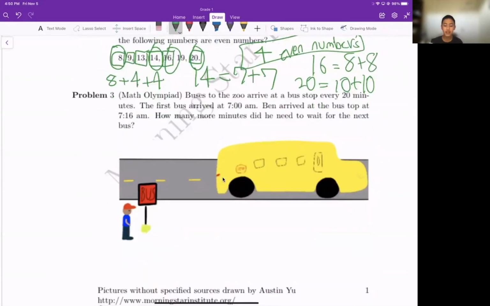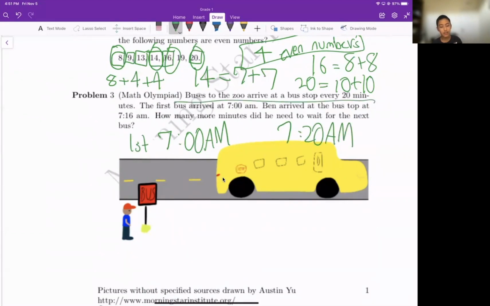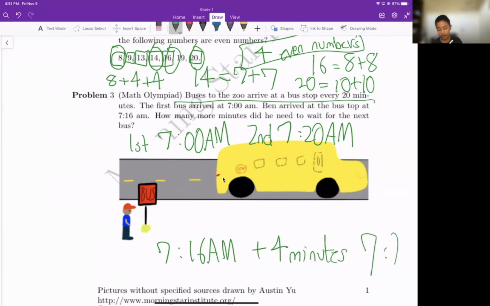For problem 3, it says buses to the zoo arrive at a bus stop every 20 minutes. The first bus arrived at 7 a.m. Ben arrived at the bus stop at 7:16 a.m. How many more minutes did he need to wait for the next bus? So we know that the first bus arrived at 7 a.m. and the next bus should arrive at 7:20 a.m. because as the question states, buses to the zoo arrive at the bus stop every 20 minutes. The second bus should arrive at 7:20. And since he arrived at 7:16 a.m., he will need to wait 4 more minutes until it goes to 7:20. So therefore the answer is 4 minutes.